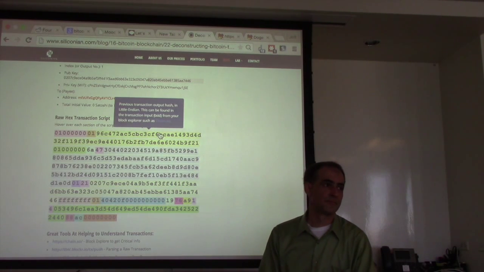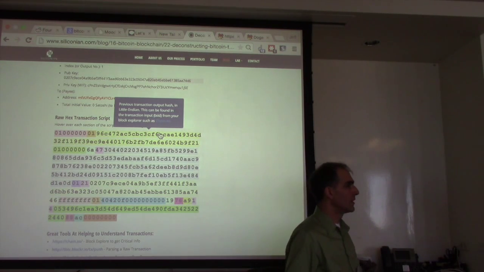Yes. But if I understand Deepak's question correctly, this whole stream of hex is what's included for this particular transaction in the block that it was included in. So that's not only the unlocking script, and this is the output.